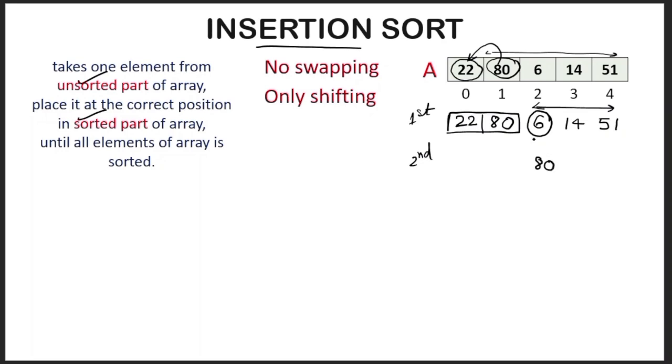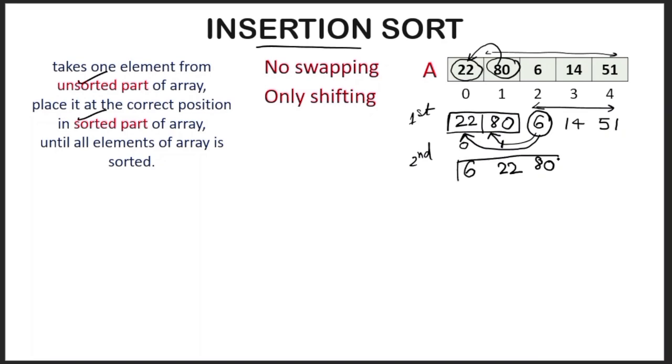Now, first it was compared with 80, and now we will compare 6 with 22 and see whether 6 is smaller than 22. Yes, it is smaller. So we will shift 22 one place to the right. Its place was 0, it will be shifted to 1, so it will come at the first index. And your 6 will be placed at this empty location.